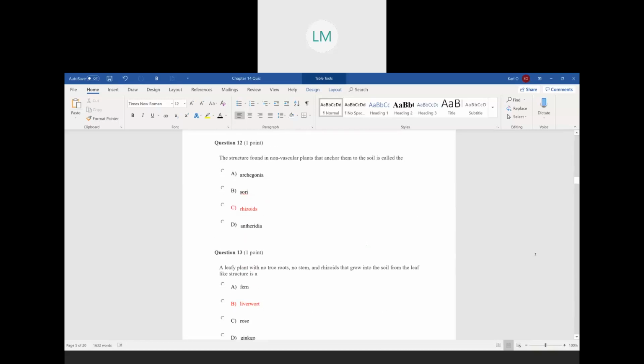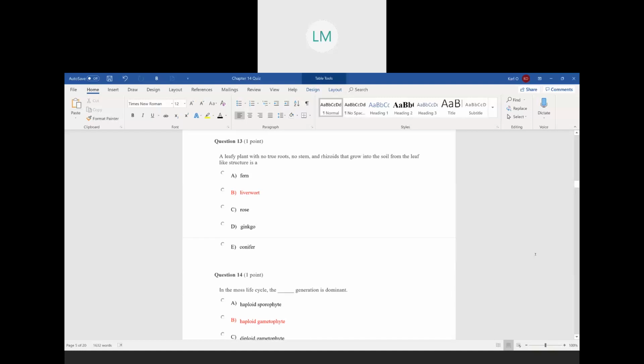Question 12, the structure found in non-vascular plants that anchor them to the soil. These are the rhizoids. They're kind of like the root equivalents. So with vascular plants, we have roots, but non-vascular plants don't have real roots. They have these rhizoids that anchor them into the soil.